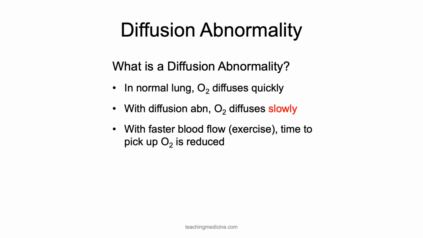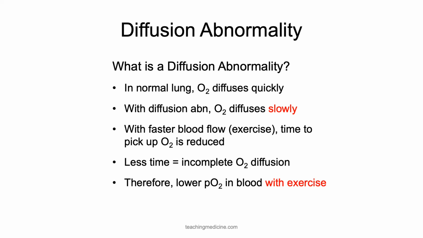With faster blood flow, for example, when you are exercising, the time available for the blood to pick up oxygen is reduced. And when you have a diffusion abnormality, less time results in incomplete oxygen diffusion. Therefore, lower levels of oxygen in the blood occur with exercise in patients who have a diffusion abnormality.